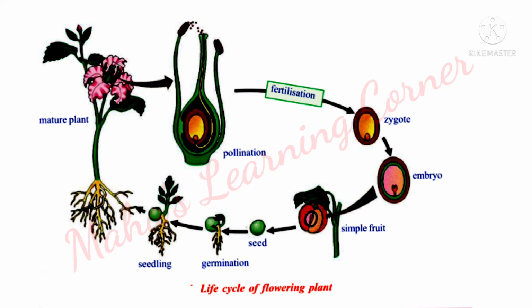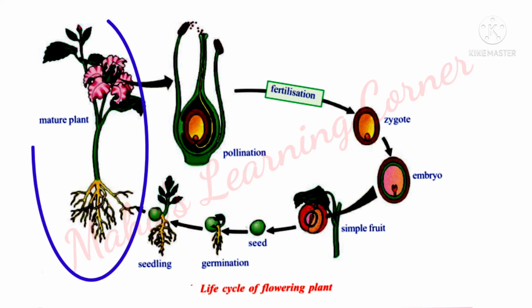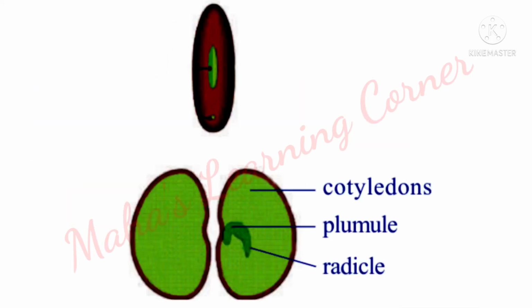Due to fusion of male and female gametes, zygote is formed. Zygote divides several times to form an embryo. The ovary grows rapidly and ripens to form the fruit. The ovule develops a tough coat and is generally converted into a seed. Seed on germination grows into seedling. Seedling grows into mature plant.